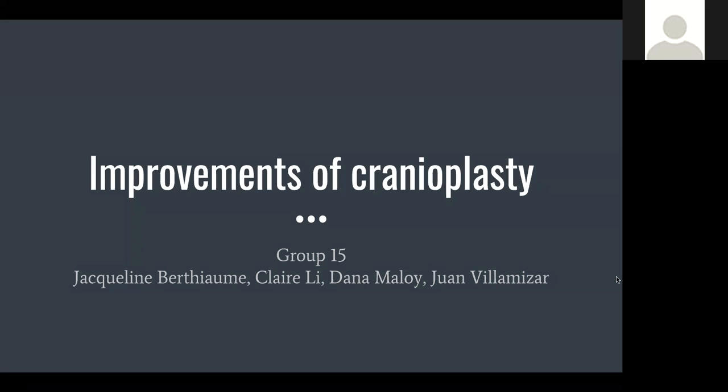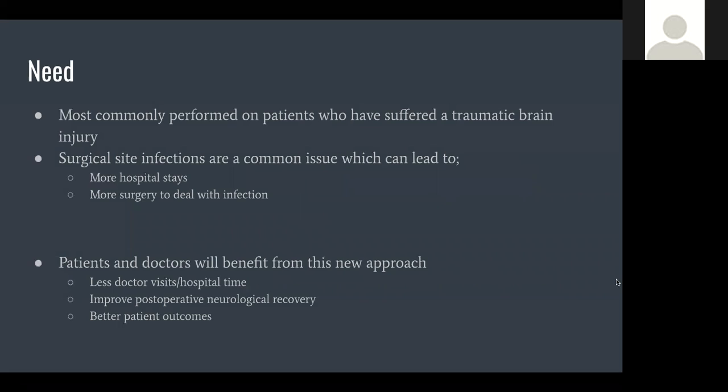Our group will be focusing on the improvements of cranioplasty. This is needed because most commonly this procedure is performed on patients who have suffered a traumatic brain injury. And one of the most common issues is surgical site infections, and this can lead to more hospital stay as well as more surgery to deal with infection.